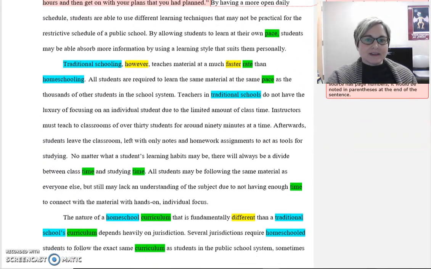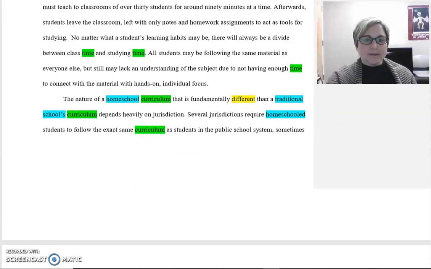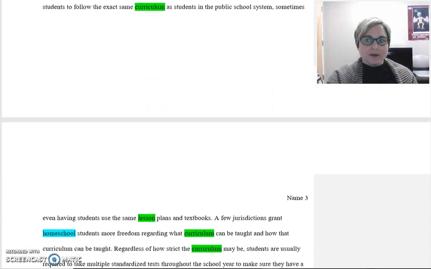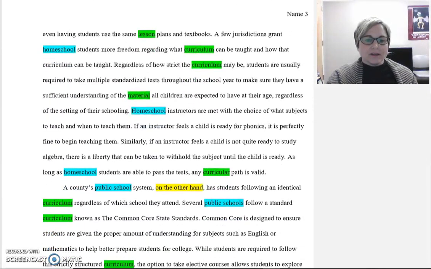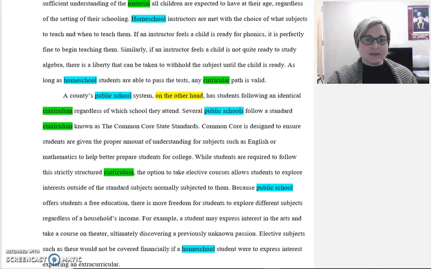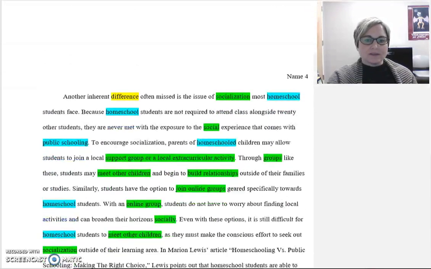Particularly in the topic sentences, you'll notice there's a yellow highlighted word because the topic sentence is going to be announcing what the paragraph is about. So reminding the reader that it is a paper about differences is important to do in each of the topic sentences.